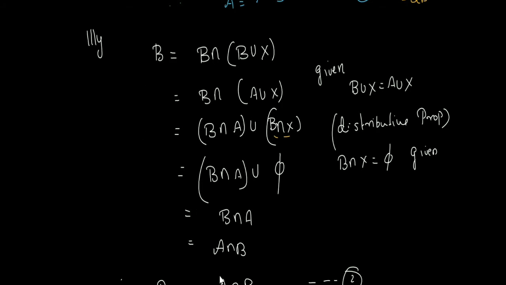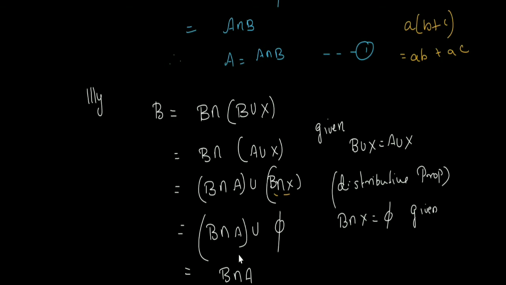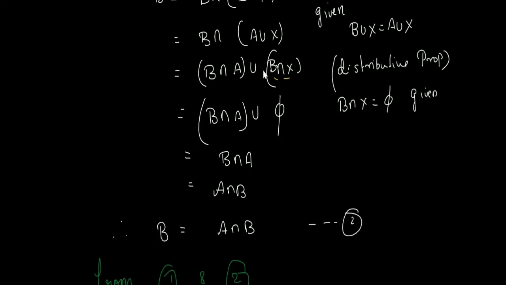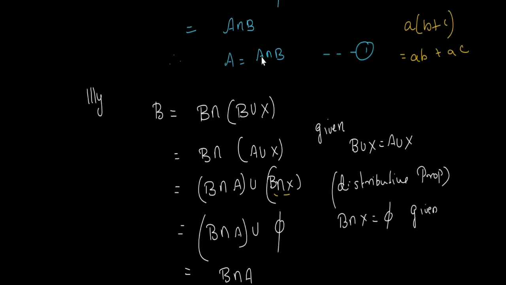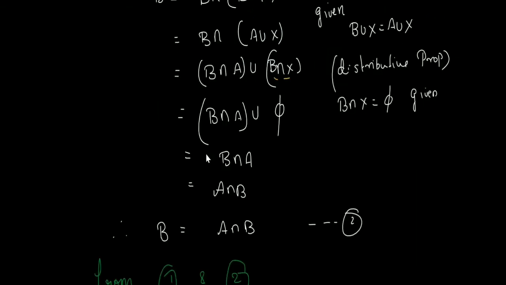So you got B is A intersection B. Already we got A is equal to A intersection B. That means A is equal to B. Isn't it? A intersection B is equal to A. And we are saying A intersection B is also equal to B. That means A is equal to B.